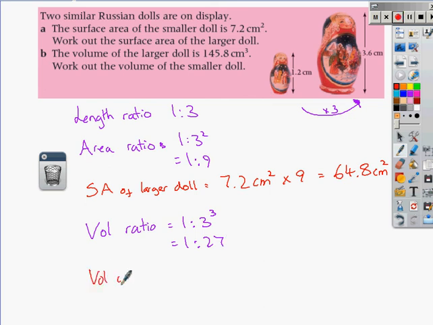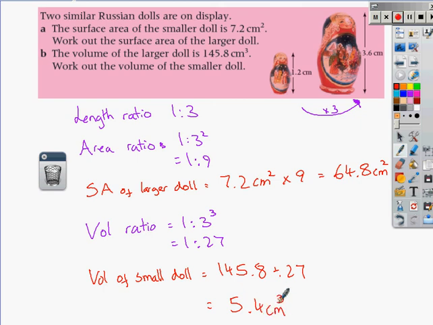So the volume of the smaller doll is equal to the volume of the large doll, divided this time by 27 because we're working in the other direction, and we find that the volume of the smaller doll is 5.4 centimetres cubed.